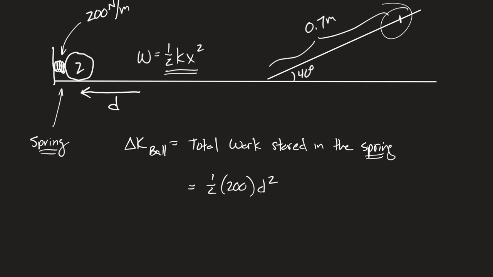By the way, how fast does this launcher have to launch the ball? So 1/2 times 2 times 3 squared minus 0 has to be the change in kinetic energy of the ball as given to it by the spring.